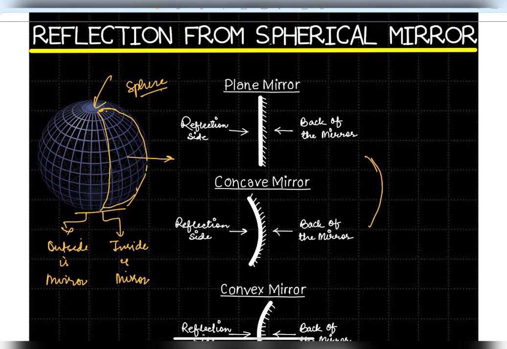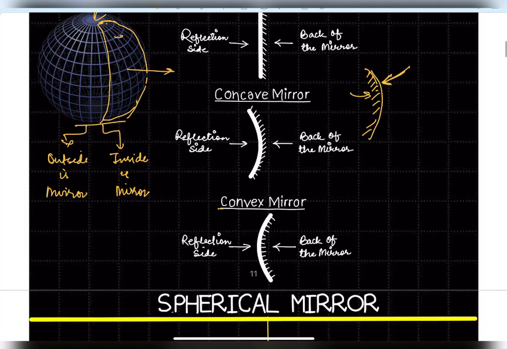Now there are two things: either the inside is mirror or the outside is mirror. Let's say the outside part is mirror and the inside is not. From outside it is mirror, from inside it is not. Then this kind of mirror is called a convex mirror. Are you getting my point? If the outside part is the reflecting side and the inside part is not, then this is called a convex mirror.